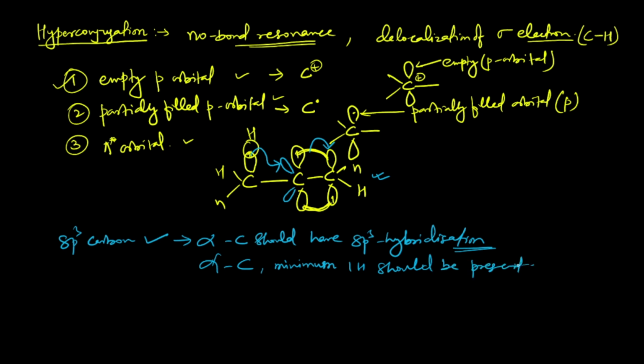Okay, minimum 1 hydrogen should be present. So this hyperconjugation takes place. First we'll take this example, like the empty p orbital, and how it is working. We'll see how this type of hybridization is taking place. So this is carbon, here hydrogen, hydrogen, hydrogen. The unsaturation, this is the empty p orbital, meaning in this carbon the p orbital is empty.